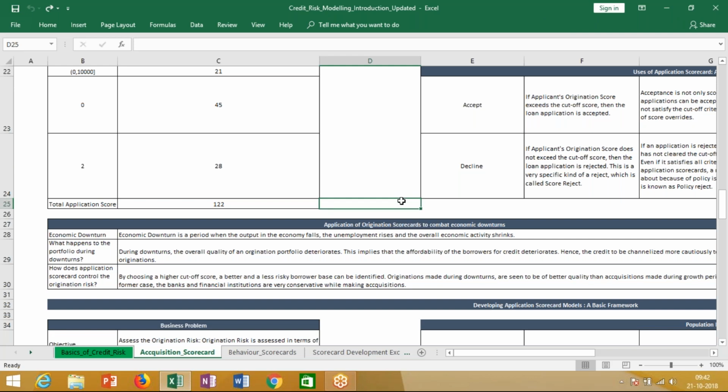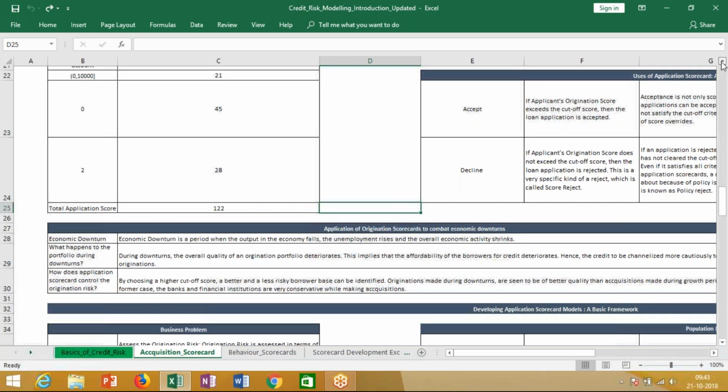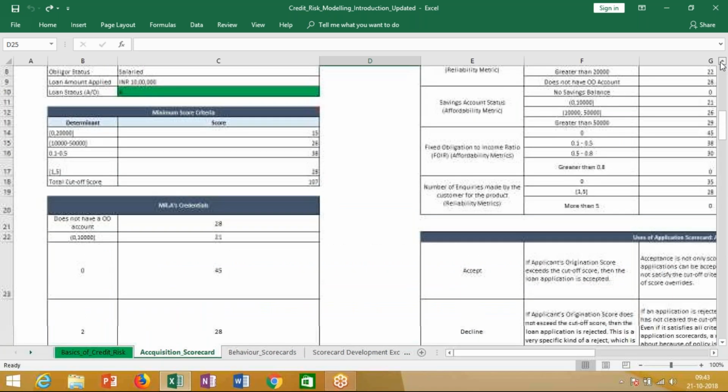Okay. So this is more or less an overview of application scorecards. Why is it used? How is it used? And what are the different areas of application? Now, Harish has a very interesting question over here. I'll take that question up, even though I had marked this question over here. Harish, I appreciate your question.